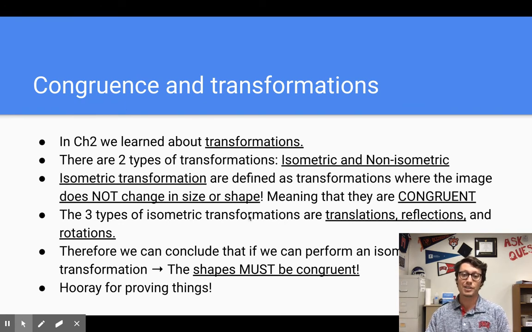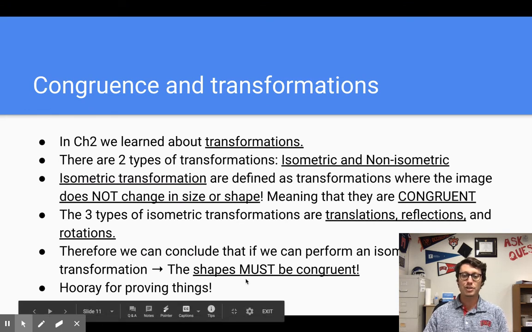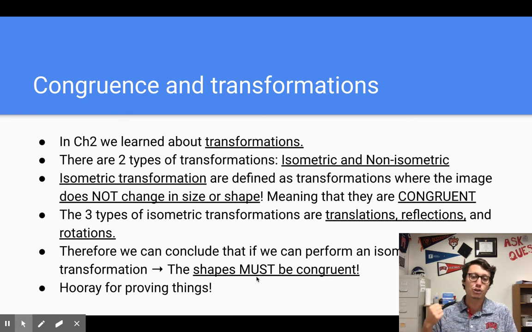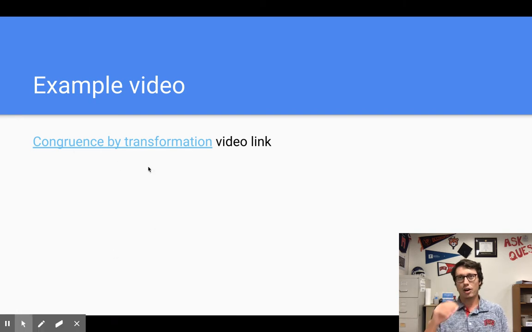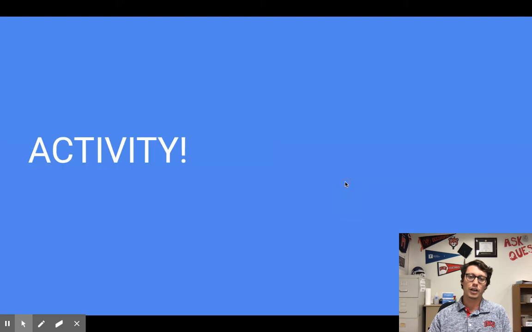Okay, the three types of isometric transformations that we learned about last chapter are translations, reflections, and rotations. Therefore, we can conclude that if we can perform an isometric transformation, the shapes must be congruent. It is a proven absolute mathematical fact that if you can perform an isometric transformation, those two triangles, or any shapes for that matter, are automatically congruent, right? And shout out to being able to prove things. Here's a Khan Academy example video showing how if you rotate a triangle, they are congruent to each other.